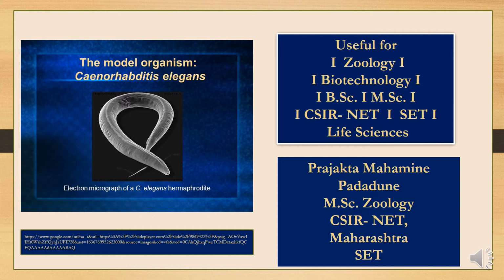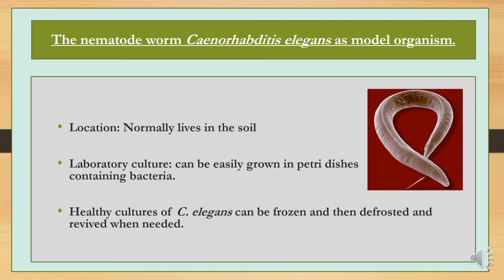C. elegans is a non-hazardous, non-infectious, non-pathogenic and non-parasitic organism. It is of no importance to man. It has many disadvantages as a model organism.